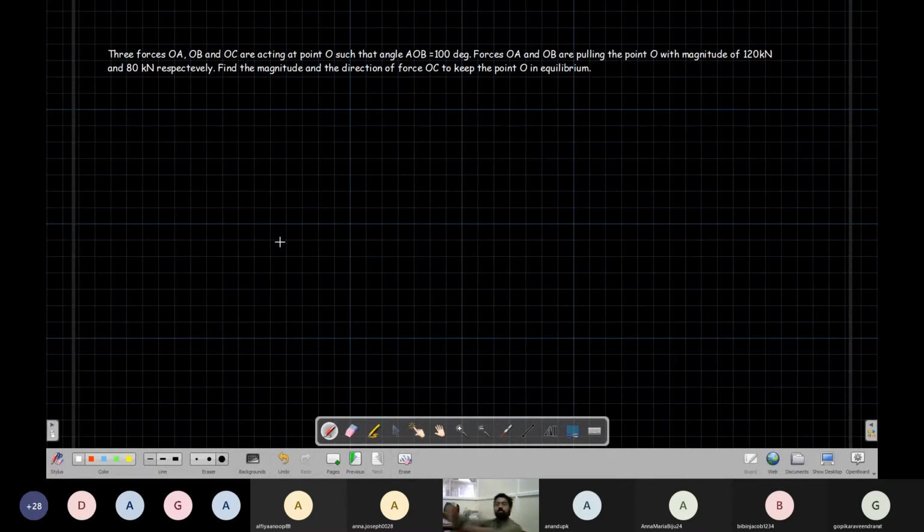Now we'll try to solve this. The first step is to draw the diagram. If somebody has drawn the diagram, raise your hands, and I'll take that help to finish the diagram. If somebody has drawn the diagram, please raise your hands. If the diagram is done, raise your hands.